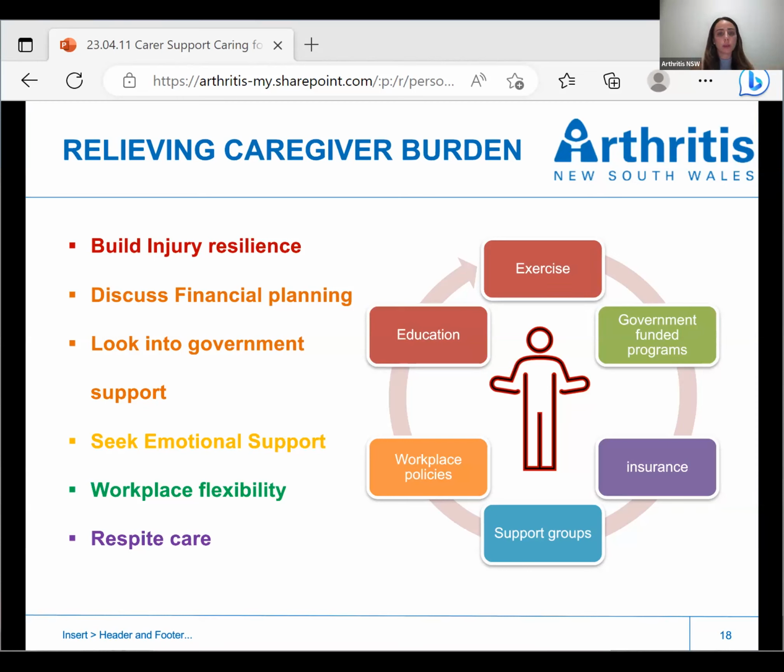In terms of financial planning, this is important because some of the costs that come with caregiving can be quite stressful. And so in the next slide, I've got some schemes to make you aware of that you could consider looking further into. Financial planning is really important for financial well-being.